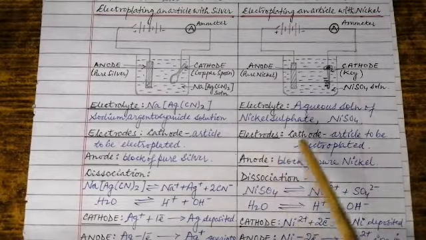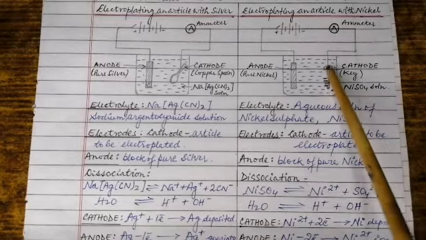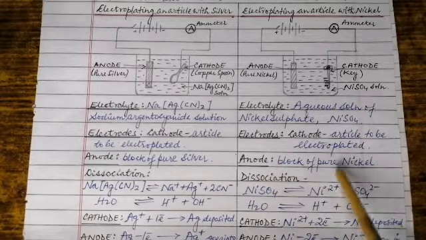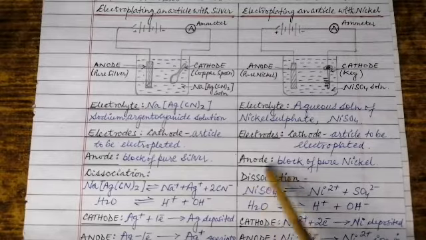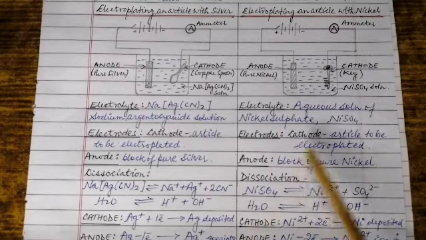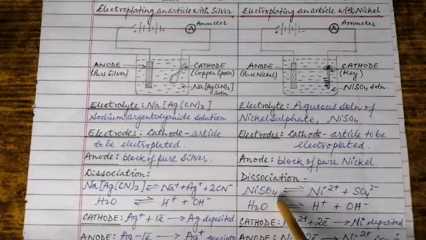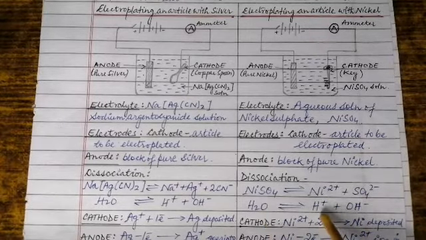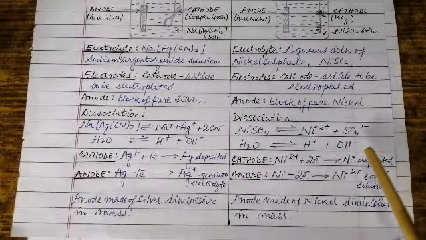Now, the electrodes: cathode is the article to be electroplated. In this case, it is the key. And the anode is a pure block of nickel. Now let us take a look at the reaction taking place when you pass the electric current through the nickel sulfate solution. Nickel sulfate will dissociate into nickel ions and sulfate ions. Water will give rise to H positive ions and OH negative ions.